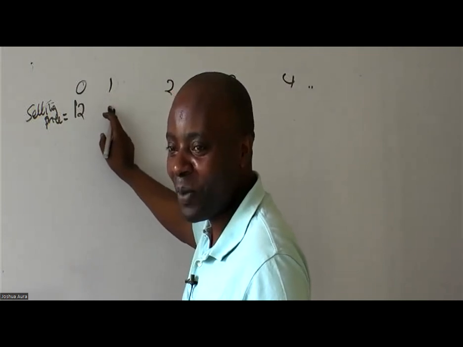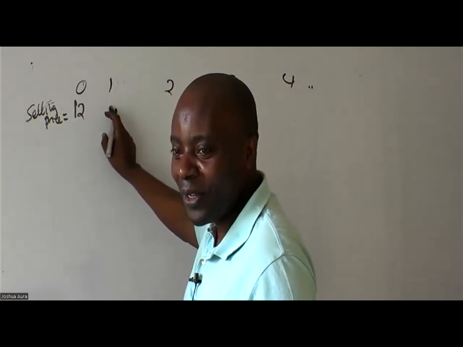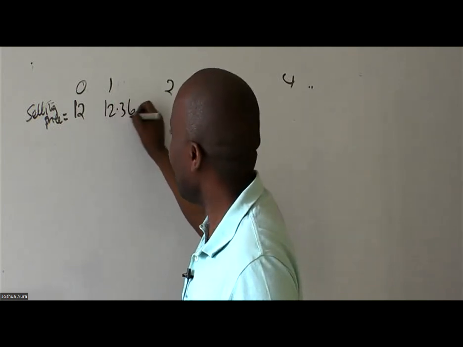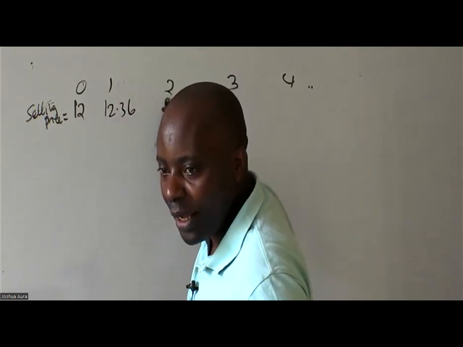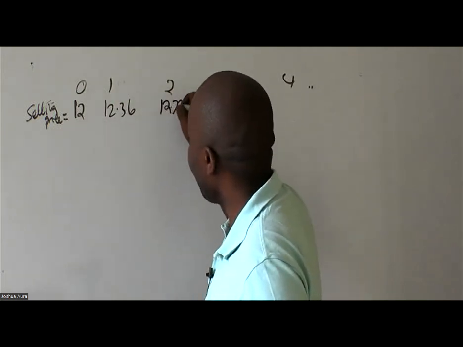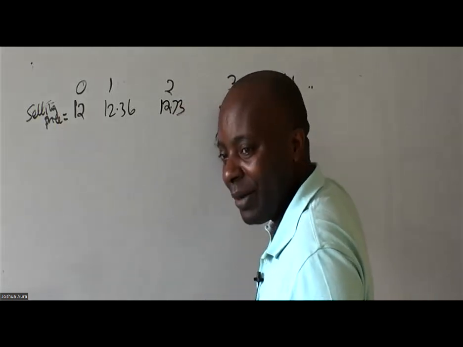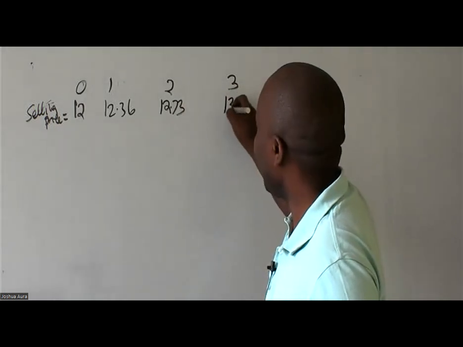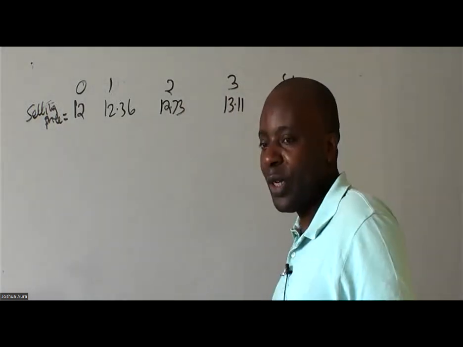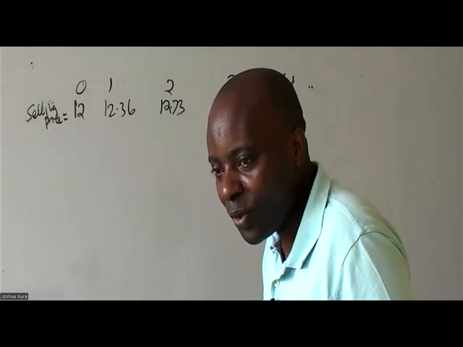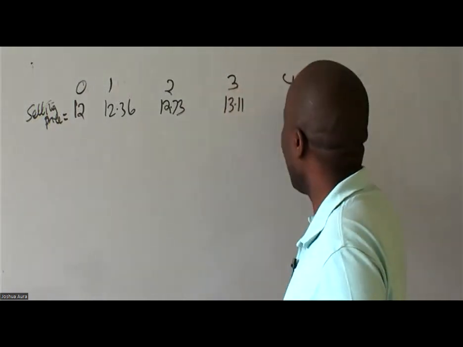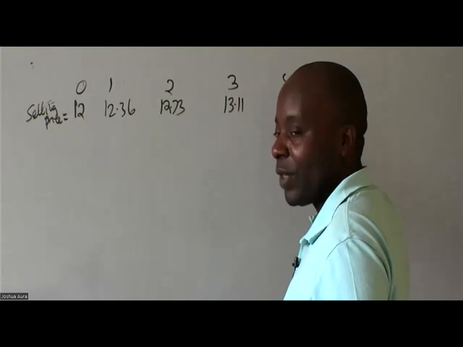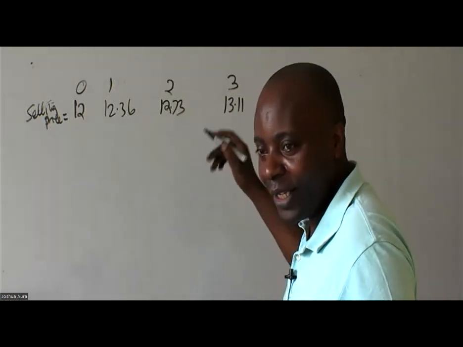We shall overcome. So 12.36. How about year number 2? Year number 2, 12.73. Is there somebody who could be having year number 3? Year number 3, 13.11. And then now we have the last one. The last one is supposed to be what here, somebody? The last one is supposed to be 13.51. Is it 13.51 or 13.50? I don't know. 13.5. Sasa zimetoshana.